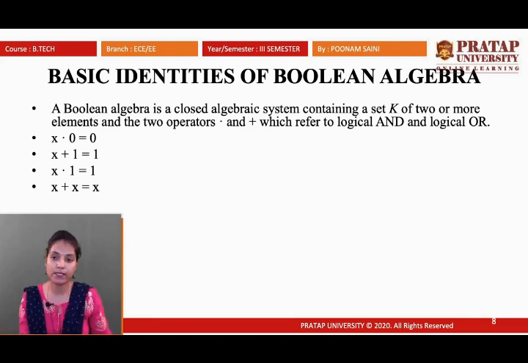Now next is x plus x is equal to x. If we take x equal to 0, then 0 plus 0 is equal to 0, so LHS is equal to RHS. Now take x equal to 1. Then 1 plus 1 is 1, so LHS is 1, and RHS is also 1, then LHS is equal to RHS.